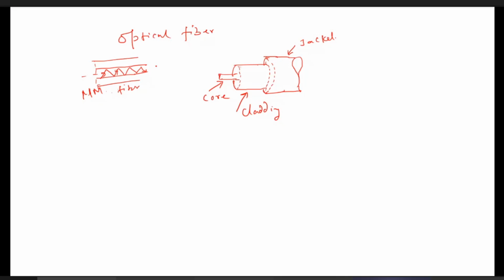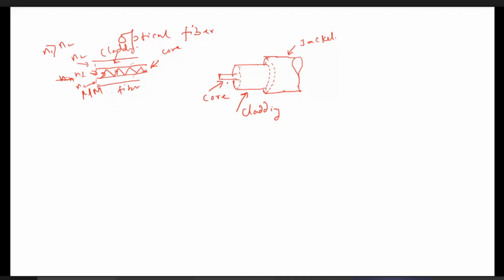This is the inner layer, called the core, and surrounding it is the cladding. Considering the refractive index, if the core has N1 and the cladding has N2, then N1 must be greater than N2 so that you can have total internal reflection.